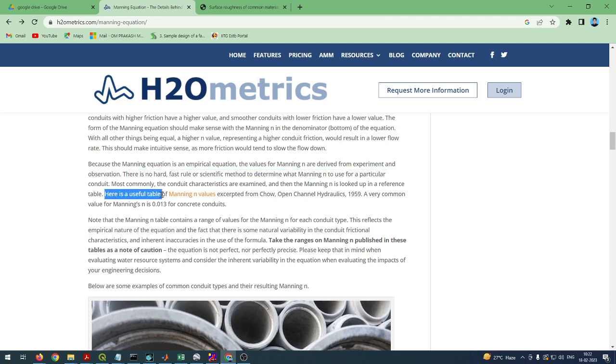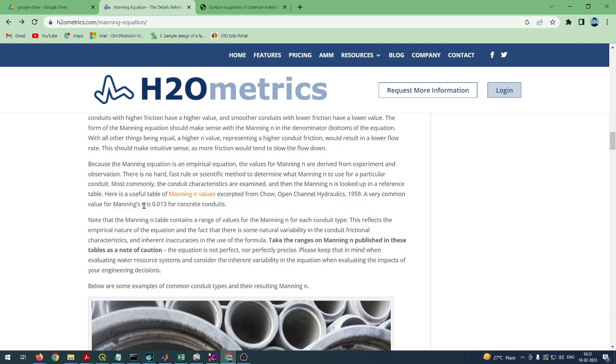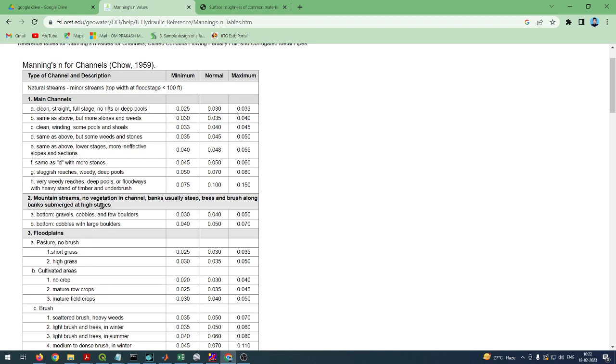Here is a useful table for Manning's n values, from Chow, Open Channel Hydraulics, 1995. Let's see the Manning's n values. These are the values.